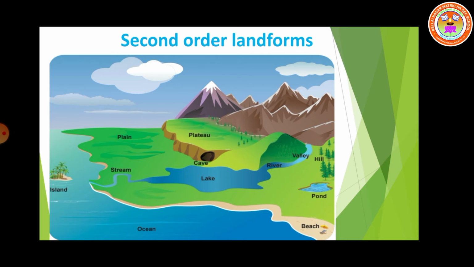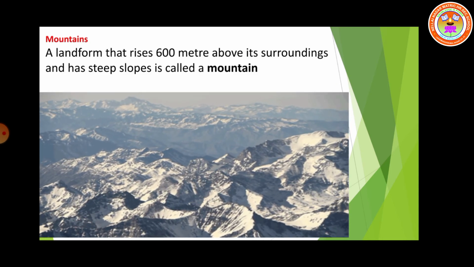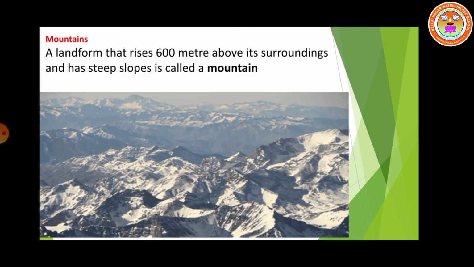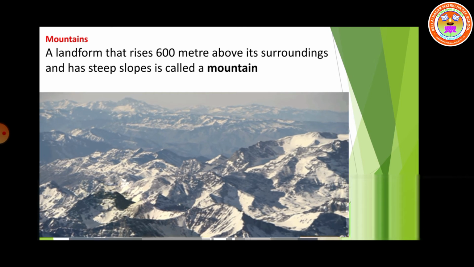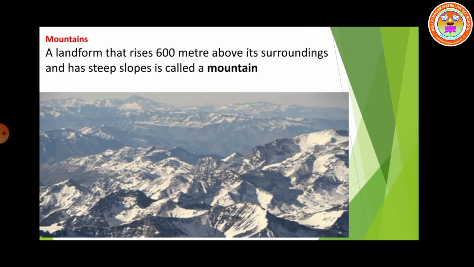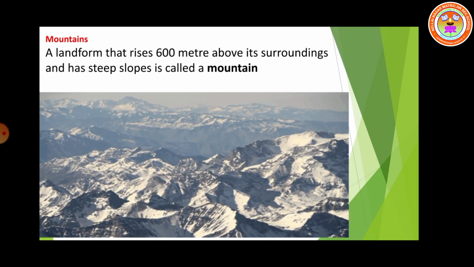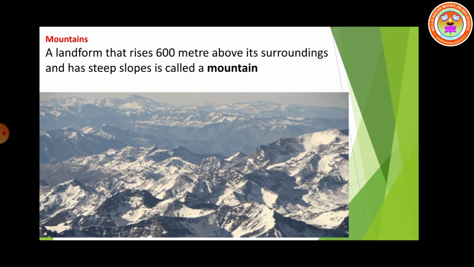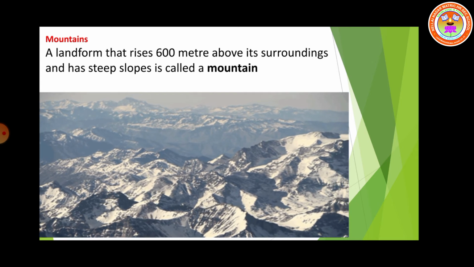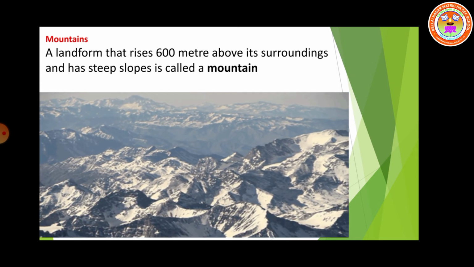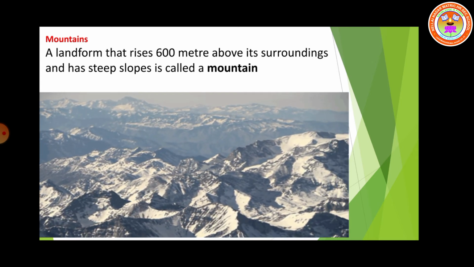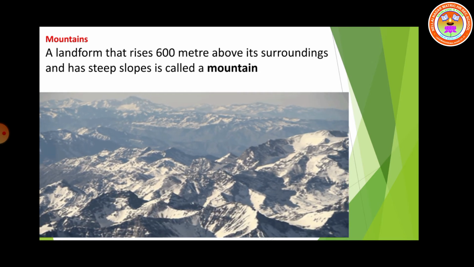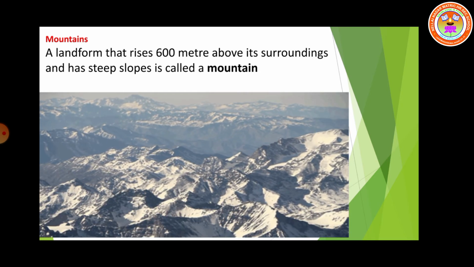Next we have second order landforms. The second order landforms are categorized as mountains, plateaus and plains. First we will learn about mountains. What are called mountains? A landform that rises 600 meters above its surroundings, above the sea level, and has steep slopes is called a mountain.